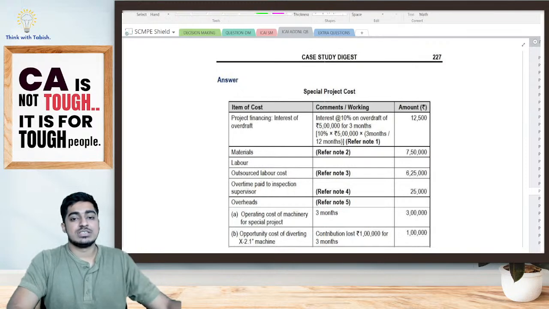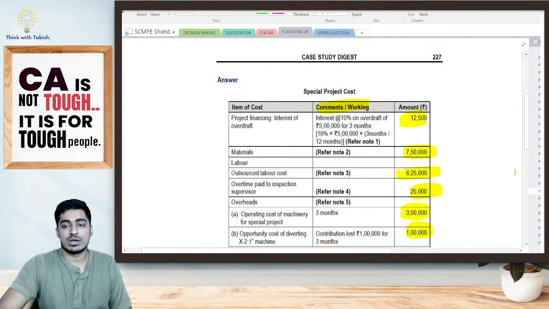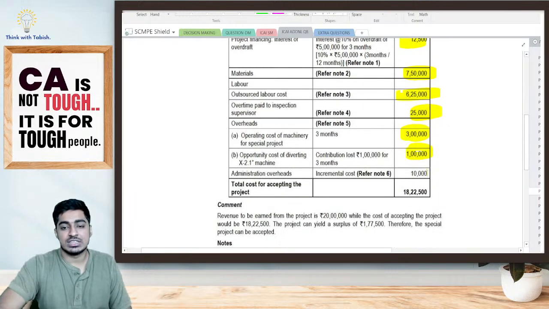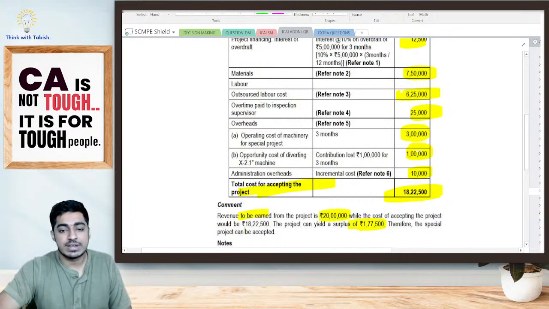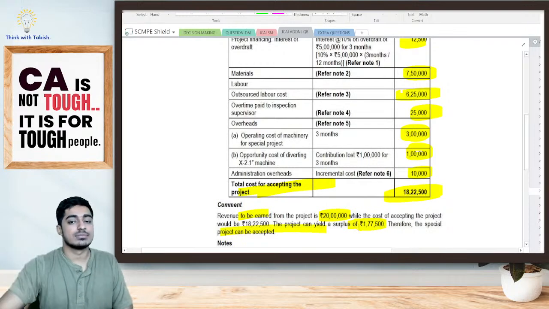See, they have done the workings here itself. 12,500, 7,50,000. Okay, outsourced, we are going to outsource. 3 lakh, 1 lakh contribution loss. Same thing, 10,000. So 18,22,500. This is the total cost. Revenue will be 20 lakhs. So therefore, we have a surplus of 1,77,500. Therefore, the project should be accepted.